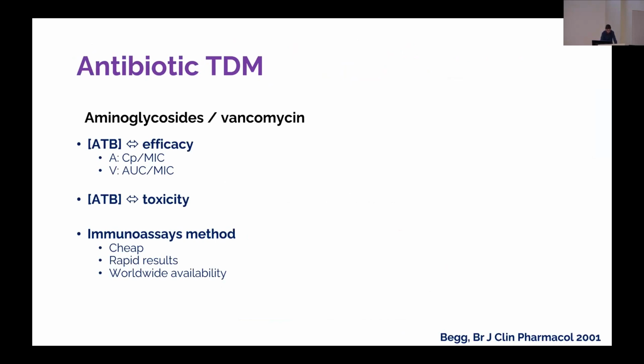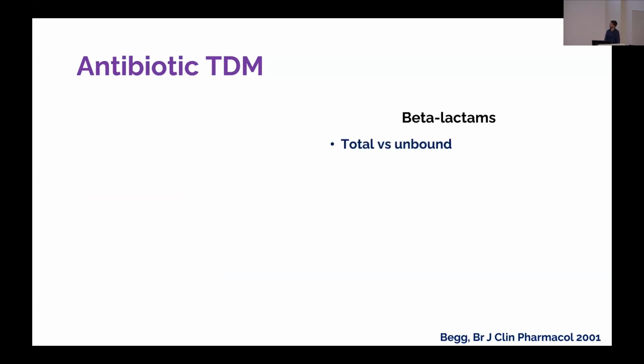These two antibiotic classes have a narrow therapeutic index, with a concentration linked with efficacy as well as toxicity, which is well known and well described in the literature. And from a laboratory perspective, immunoassay methods are cheap, available worldwide, and allow rapid results. This is sharply opposite to beta-lactam.